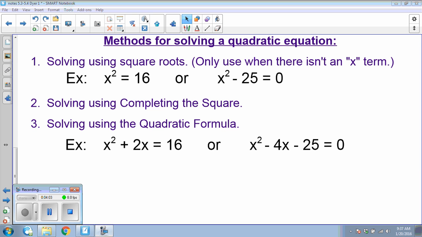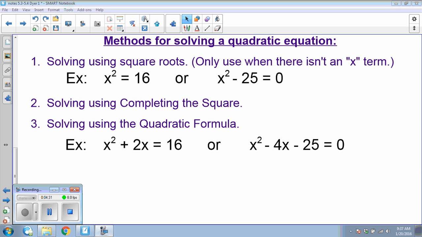Quadratic formula can actually be used anytime. Quadratic formula can be used for any quadratic equation. That's an automatic. If you don't know how to do it, you can automatically go to the quadratic formula. It works for every single equation. If you're missing the x term, as in these two examples up here, for the quadratic formula, you need a, b, and c to be able to plug it in to the quadratic formula.